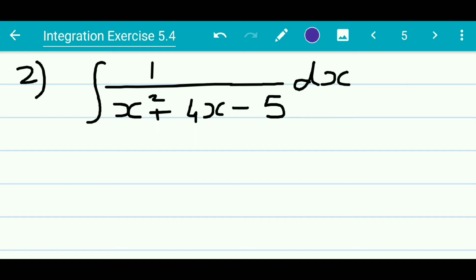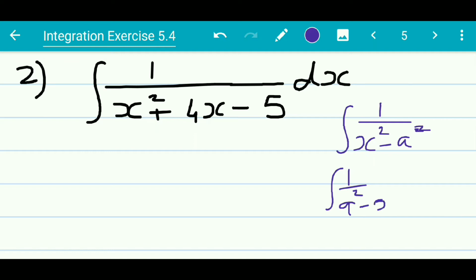The question is the integral of 1 upon x square plus 4x minus 5 dx. Now look at the question. Does it belong to the first formula, that is, is it of this type, 1 upon x square minus a square? By looking at the question, it doesn't look of this type, isn't it? On the other hand, is it this type, integral of 1 upon a square minus x square? No, it doesn't belong to that type also.